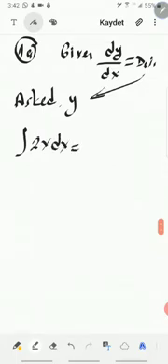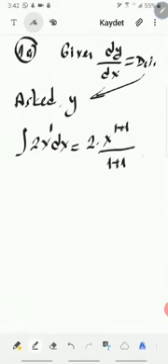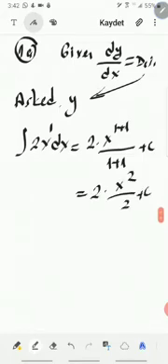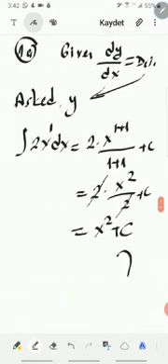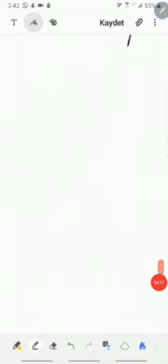You can see that number 2 is a coefficient and it doesn't matter for our formula. 2 times, the power of x is here 1, we add 1, we divide by the same number. We add of course c. It means 2 times x to the 2 over 2 plus c. We have a cancellation here: x to the 2 plus c. Okay, let's go with the second exercise.